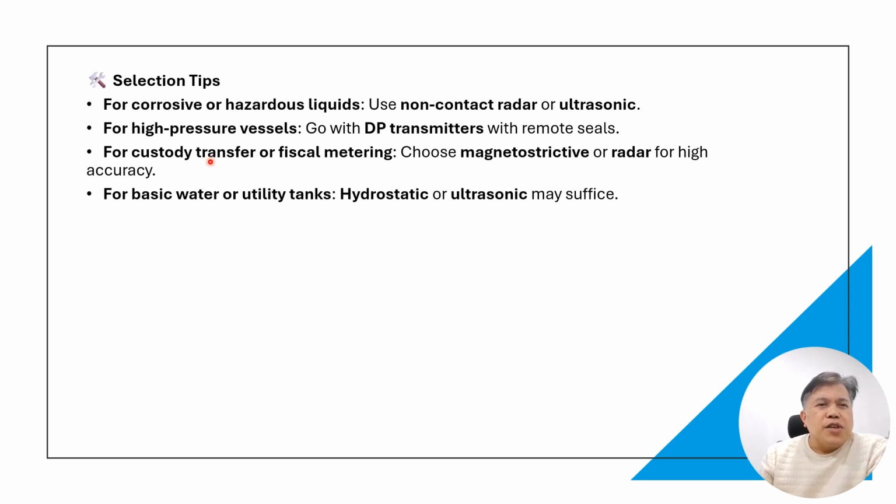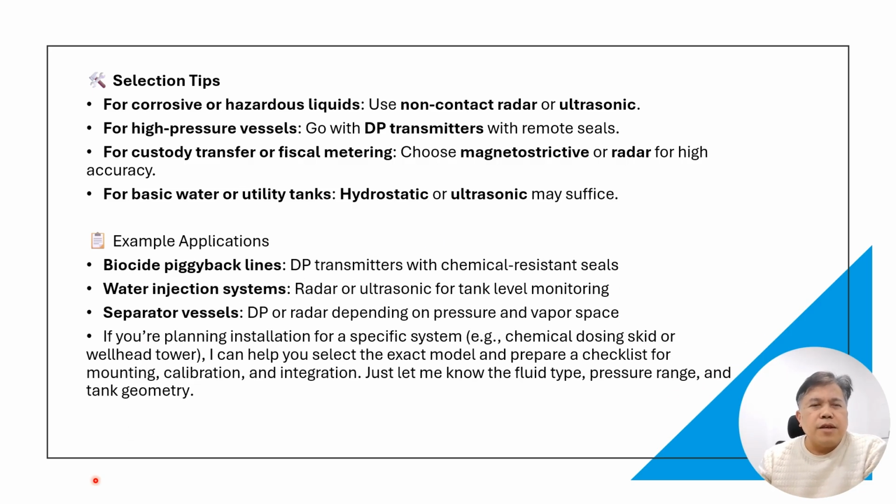Okay. For custody transfer and physical metering, choose magnetostrictive or radar for high accuracy. For basic water or utility tanks, hydrostatic or ultrasonic, right? So this is a sort of example.